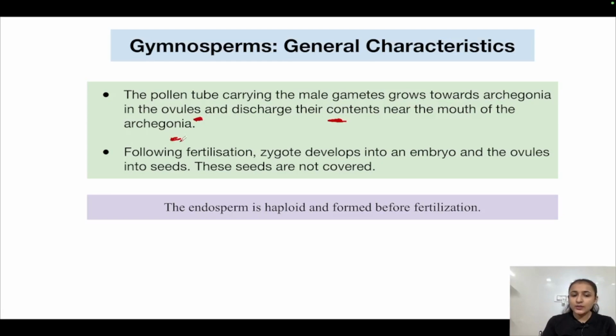the mouth of the archegonia. Following fertilization, the zygote develops into the embryo, and the ovule develops into the seed, and the seeds are naked, that is, not covered. We have covered all this. The endosperm is haploid, and it is formed before fertilization.